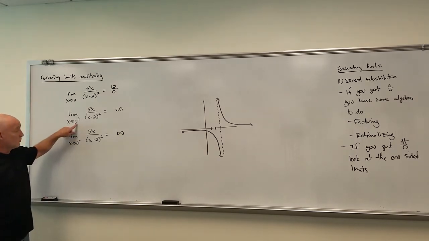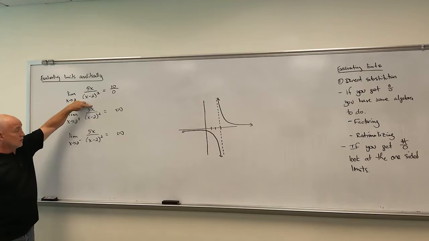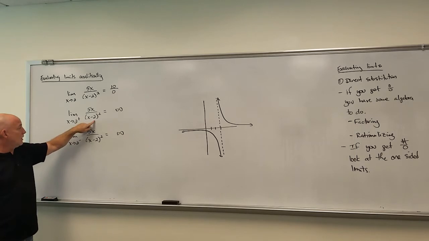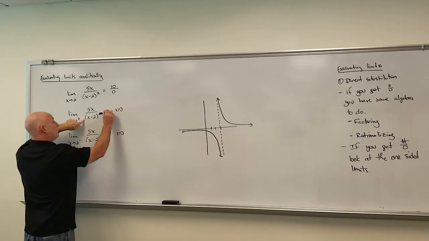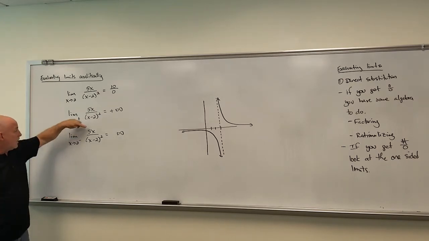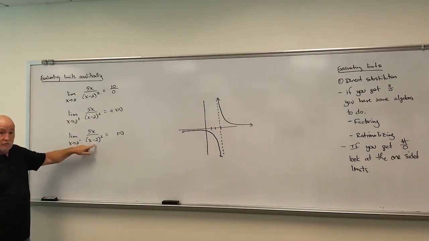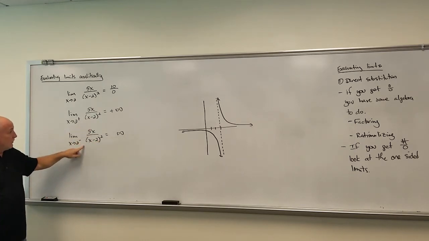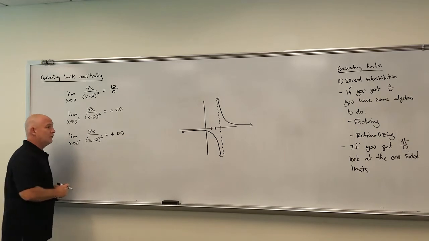All right, so imagine we're plugging a number into this expression that's a little bit bigger than 2. 5 times something a little bit bigger than 2 would be positive. Something a little bit bigger than 2 minus 2 is positive, squared, still positive. Positive divided by positive is positive. Now we're approaching 2 from a little bit below, so like 1.9, 1.9999 kind of thing. So 5 times something a little smaller than 2 is still positive. Something a little smaller than 2 minus 2 is negative, squared is positive. So positive divided by positive is also positive.